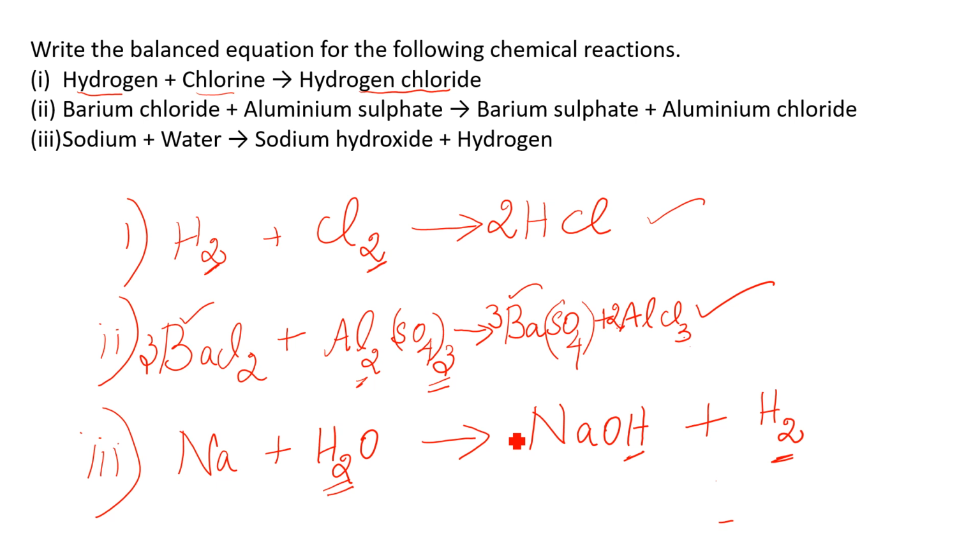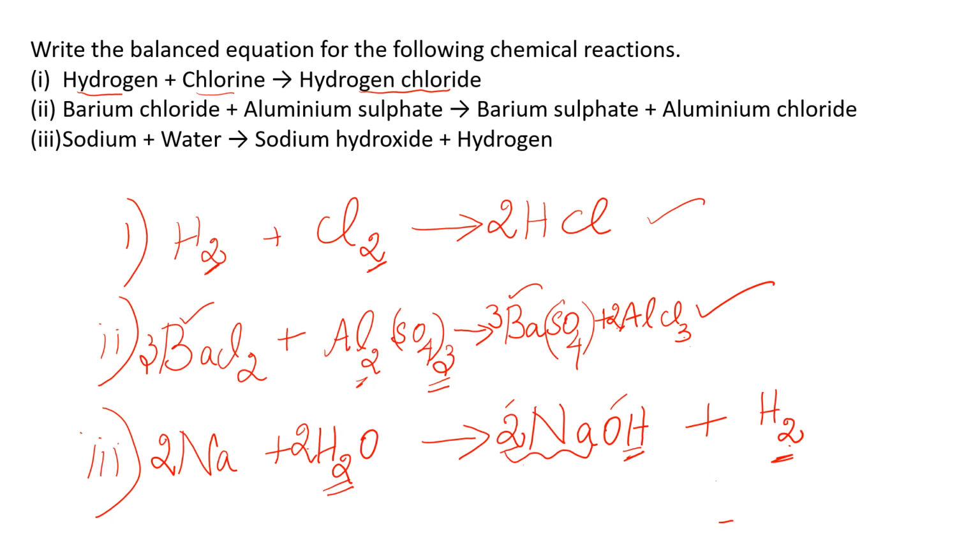To balance hydrogen, I'm going to put 2 here. Now, hydrogen is 2 plus 2, 4. So we'll make the hydrogen balanced here. Put 2 here, so hydrogen becomes 4. Oxygen is 2, oxygen is balanced. Now sodium is 2, put 2 here. Okay, now everything is balanced. Hydrogen is 4, 2 plus 2, 4.